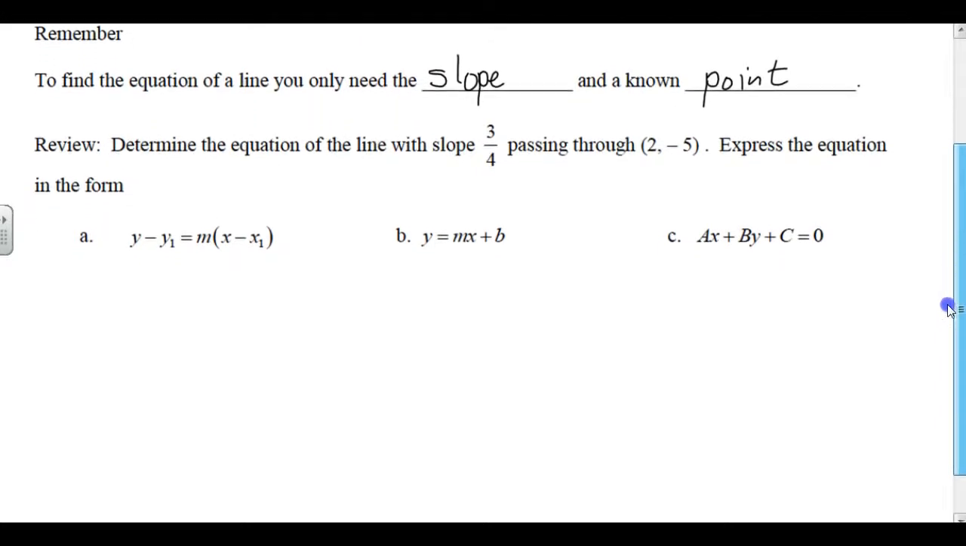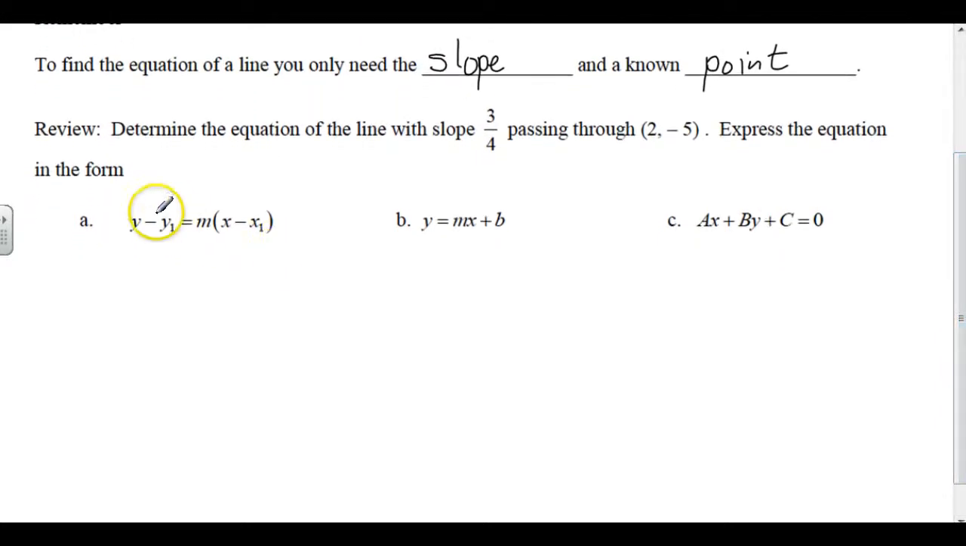Express the equation in the form, so point slope form, slope y-intercept form, general form, and then there's also standard form where the c is moved to the other side, but being as those are easy to get to, we're worried more about general form. Okay, so we are going to start with point slope form, because we have the slope and we have a point. If we had the y-intercept, we'd go straight to slope y-intercept form.